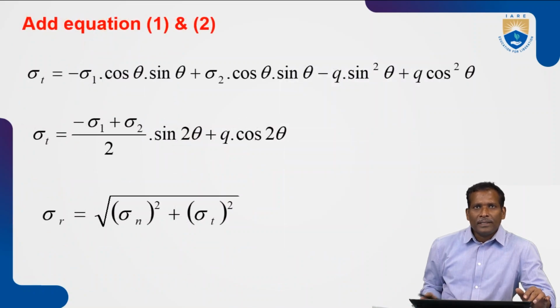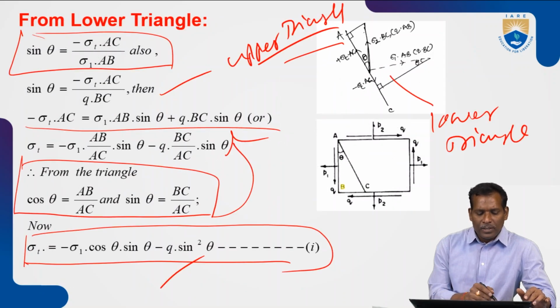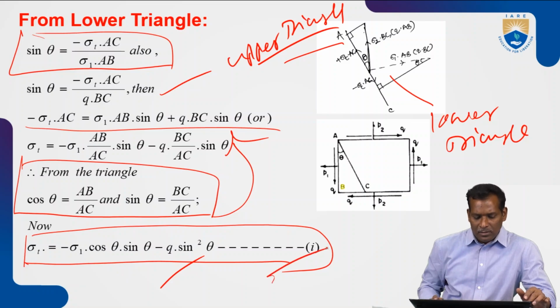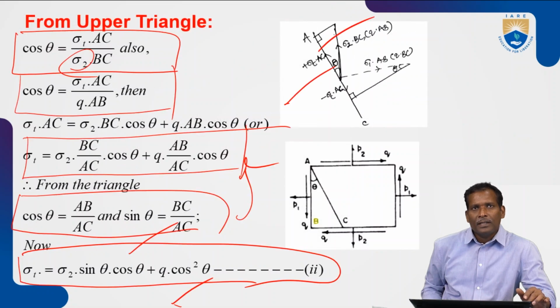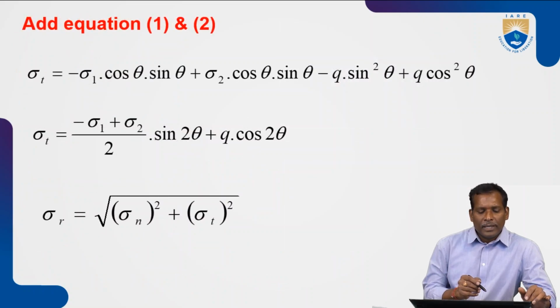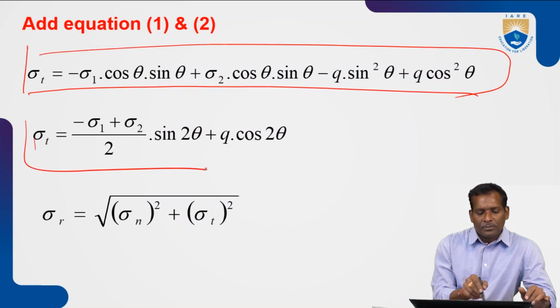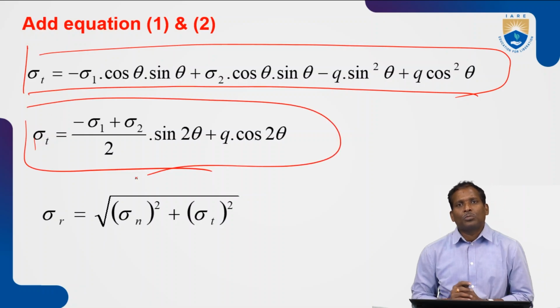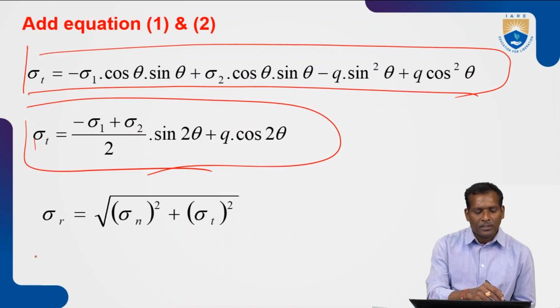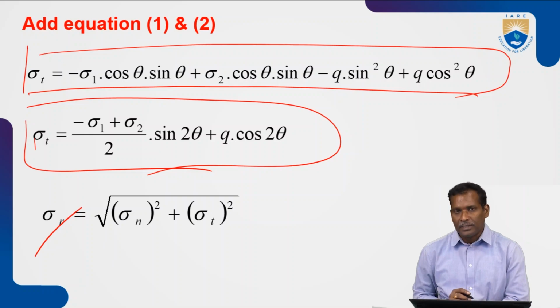Now add these two equations. We got two equations: one is the tangential stress for the lower triangle, the other the tangential stress for the upper triangle. Add these two, so you will get the tangential stress in terms of sigma 1 and sigma 2 into sin 2 theta plus q cos theta. Now the resultant stress is the square root of normal stress square plus tangential stress square.